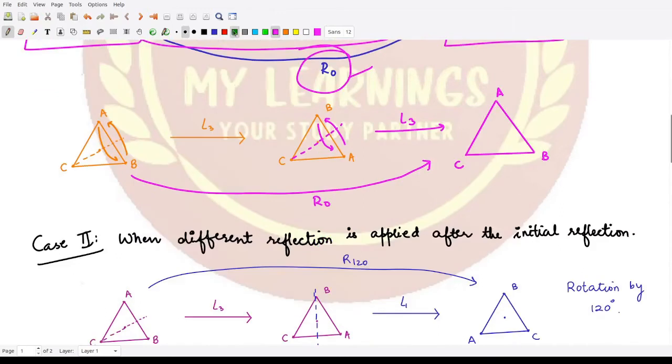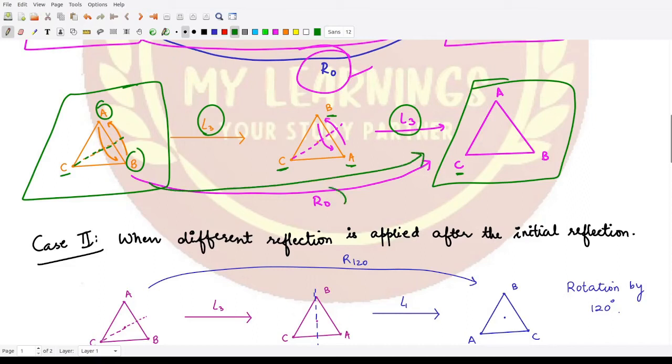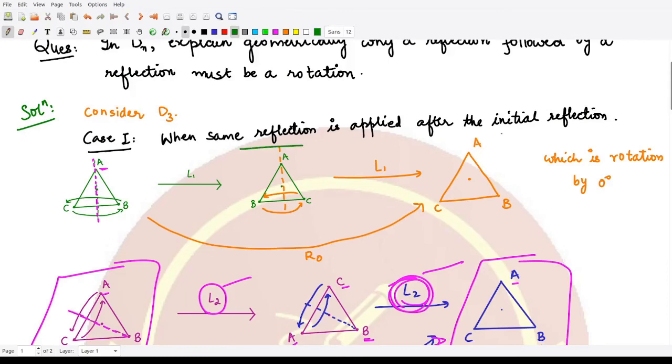In the next case we are applying L3. L3 takes a line through the vertex C and passes through the midpoint of the opposite side. So C would be kept fixed, however A and B would interchange their positions. Similarly, again we apply L3 onto this transformed triangle, so C would be kept fixed, and A and B would interchange their positions. So you see this triangle and this triangle are the same. That means moving from this triangle to this triangle, we are applying the R0 transformation. So whenever we apply the same reflection after the same reflection, we would have a rotation. This is the first case.